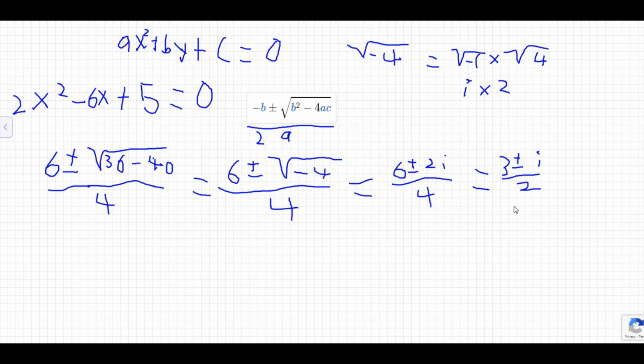So the roots for this equation would be 3 halves plus i over 2, or the other root would be 3 halves minus i over 2. And this was how to solve quadratic equations with complex roots.